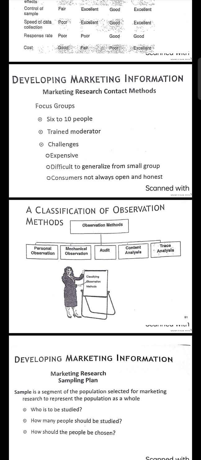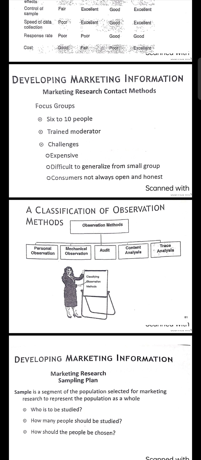Focus group: 6 to 10 people, trained moderator. The challenges: expensive, difficult to generalize from a small group, and consumers are not always open and honest. Sometimes in surveys you also come across this. You may use a focus group, but with 6 to 10 people, the information to produce an accurate outcome is limited. Sometimes people are not honest enough to answer openly and honestly.